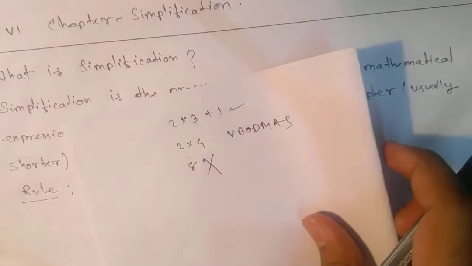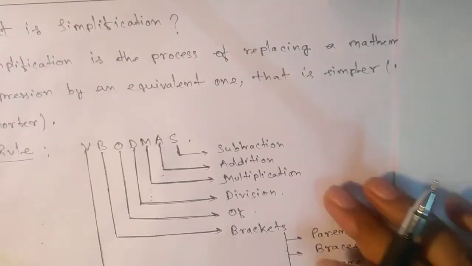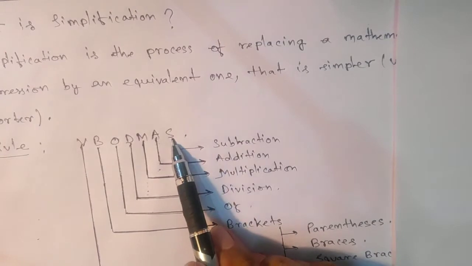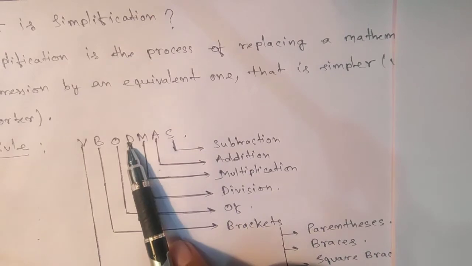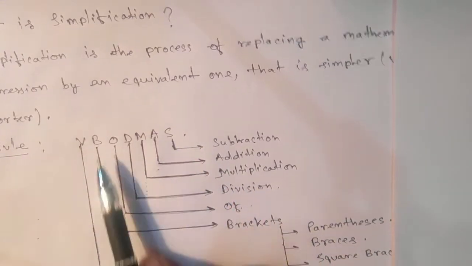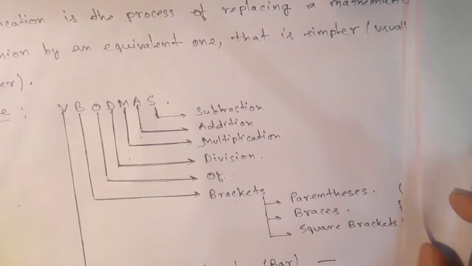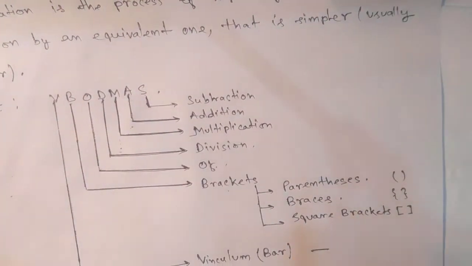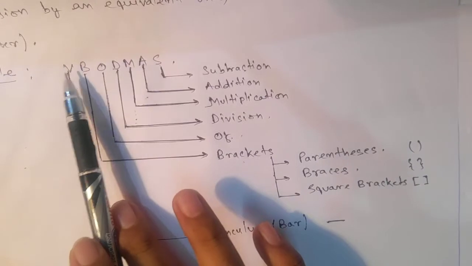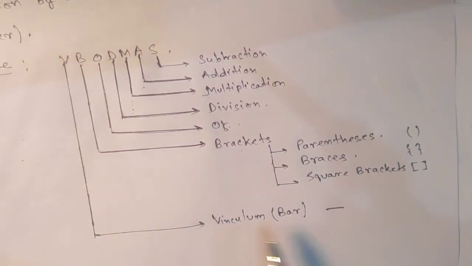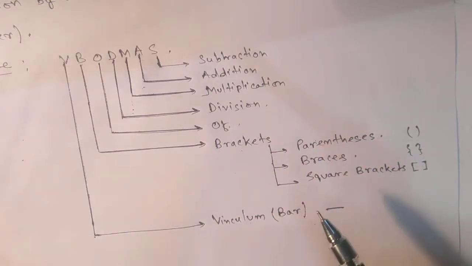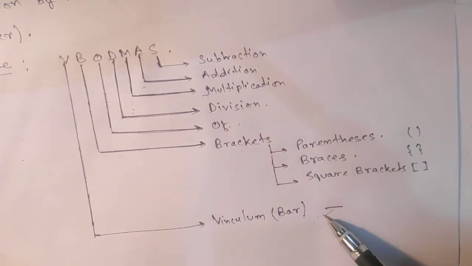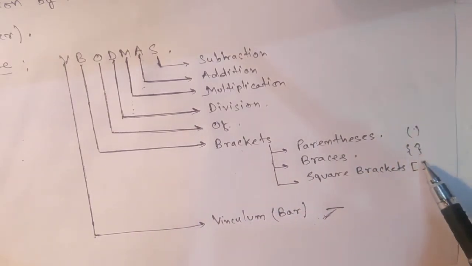BODMAS. So here we have the meaning. S is subtraction, A addition, M multiplication, D division, O of, B means bracket, and under bracket there are 3 more brackets. Actually there are 4 brackets. The last one is what we call VINCULUM, or bar. So here 1, 2, 3, 4, these are 4 brackets. First we're going to solve this one and then we'll proceed 1, 2, 3.